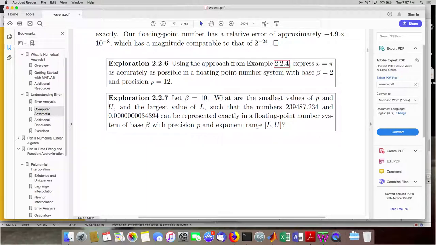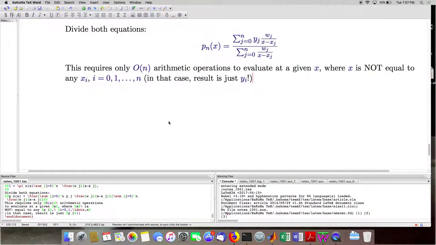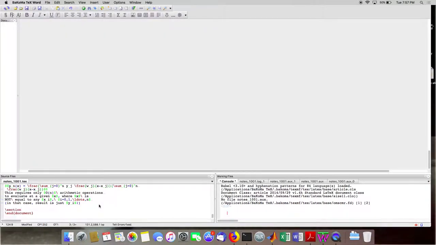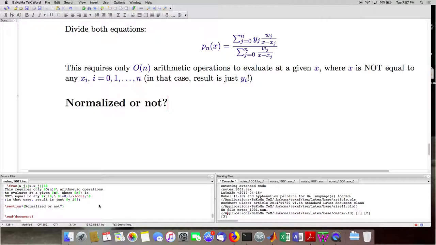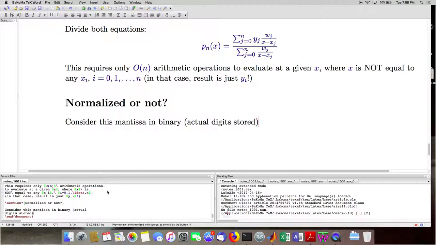Now, here's what that really means from an implementation point of view, and this is maybe something I didn't get into enough. I should type this out. Okay. So consider this mantissa in binary. I'm just going to make one up. In other words, actual digits stored. Okay, so I need zeros and ones. So suppose, like when I was showing you in MATLAB earlier, in a previous class where I showed format hex, and we had the hexadecimal digits, and I could from there extract binary digits. So suppose you get your binary digits from your mantissa, from your 8 bytes of storage, and you get this.